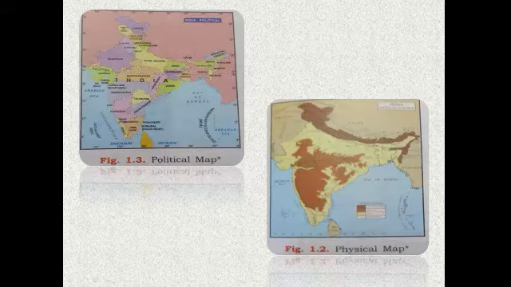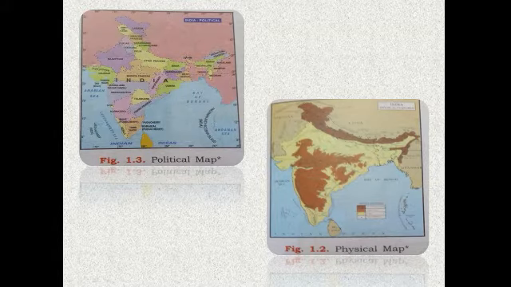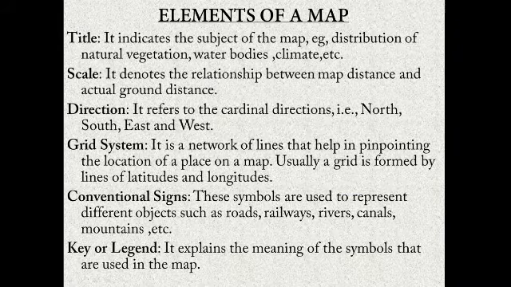Okay, here you can see two maps. One is a political map, another one is a physical map. Physical maps provide details about the natural features of an area or a country. And political maps show different countries of the world along with their states, national and international boundaries, political units and administrative divisions, etc. This is just to show you the difference between these two. Okay, this part is not in your textbook, therefore you should note it down very carefully.